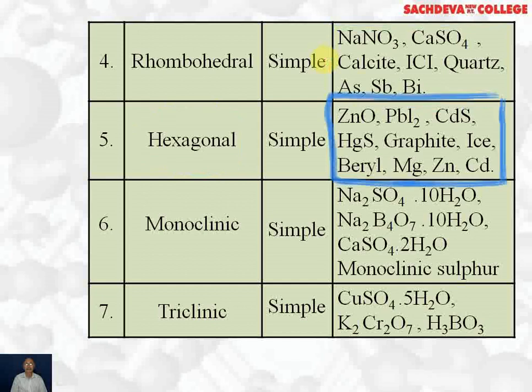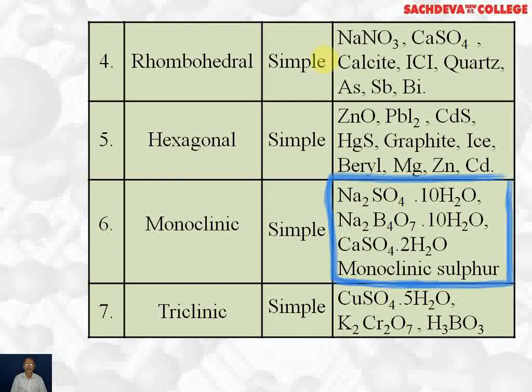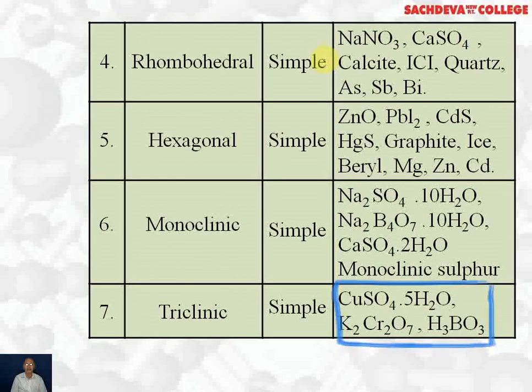Hexagonal system: zinc oxide, lead iodide, cadmium sulfide, mercuric sulfide, graphite, ice, beryl, magnesium, zinc, and cadmium. Monoclinic system: sodium sulfate·10H2O, it is called Glauber salt. Borax, Na2B4O7·10H2O. Gypsum, CaSO4·2H2O, and monoclinic sulfur. Triclinic: blue vitriol, that is CuSO4·5H2O, potassium dichromate, and boric acid H3BO3.